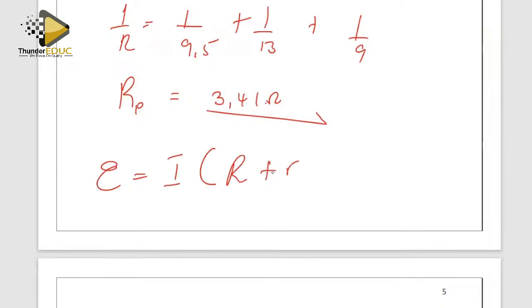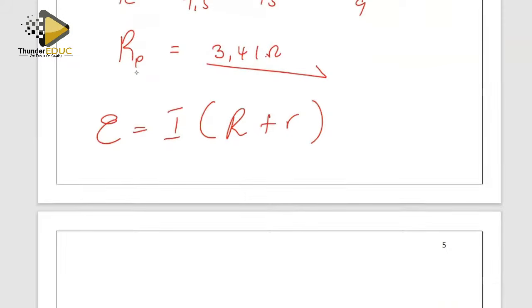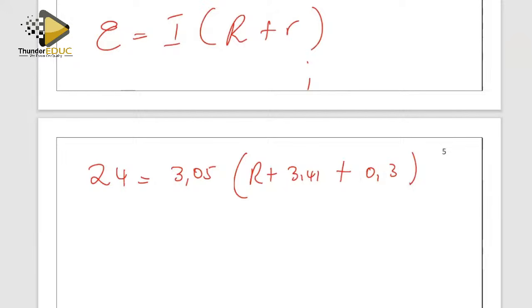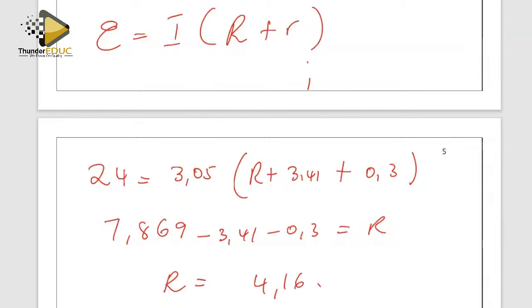If that is true, then I can use the EMF formula and say that my EMF is current times the external resistance plus the internal resistance. Now this R parallel will be in series with the R of interest. So 24 is equal to 3.05 times R plus 3.41, plus my internal resistance, which is 0.3. I'll start by dividing both sides by 3.05. So 24 divided by 3.05 gives me 7.869. I'm subtracting 3.41 and subtracting 0.3 to get my R, meaning that my R is 4.16 ohms.